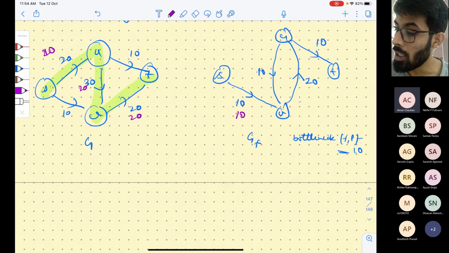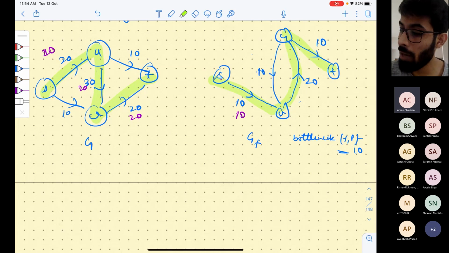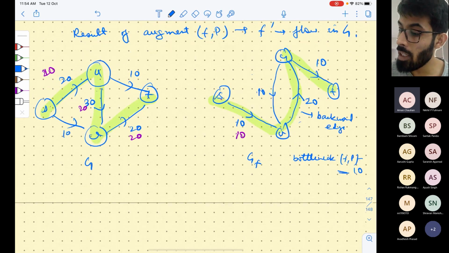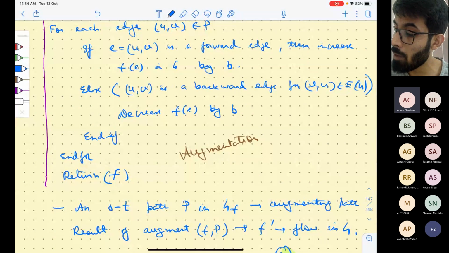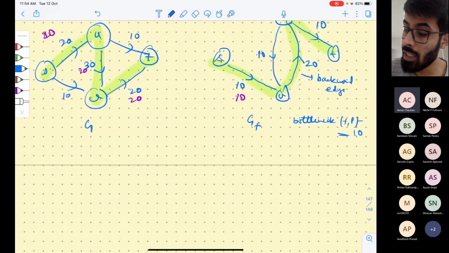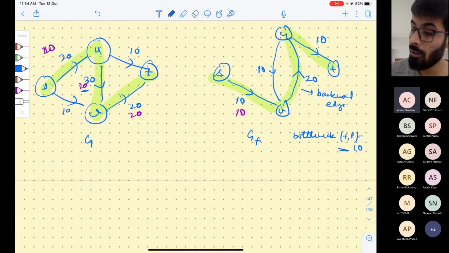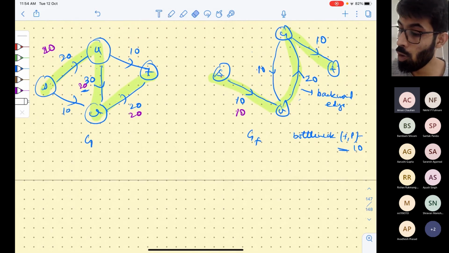Now this is a backward edge on which we want to push 10, right? So this is our path, right? But this is a backward edge. And for the backward edge, what does it do? If it is a backward edge, then decrease Fe for the forward edge by B. So the forward edge had here 20 flow value. So decrease it and make it 10, right? So new flow values.